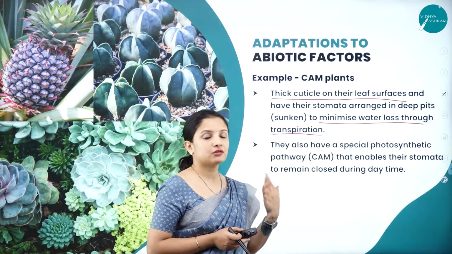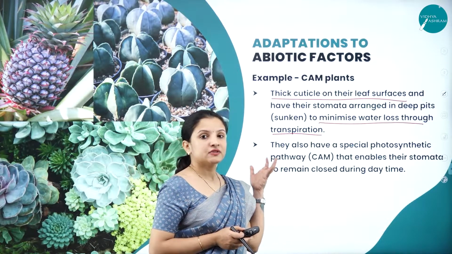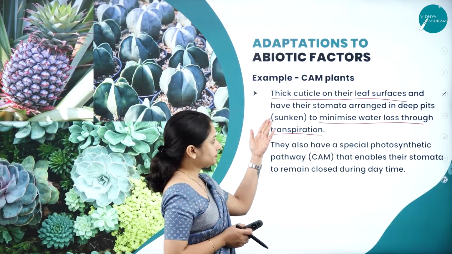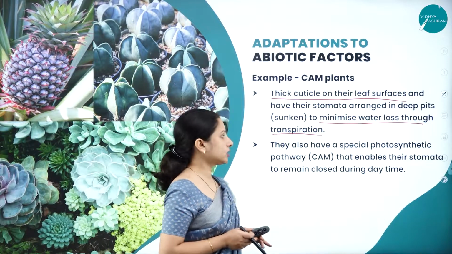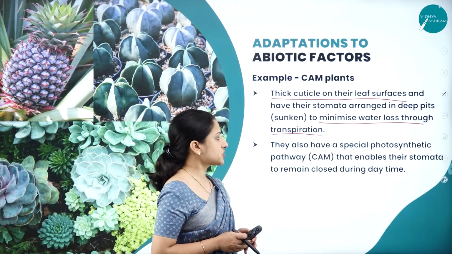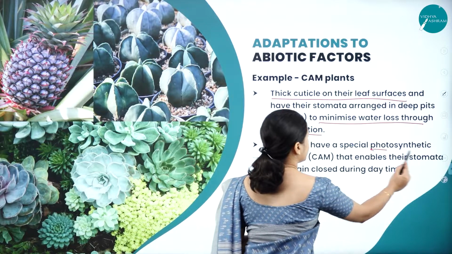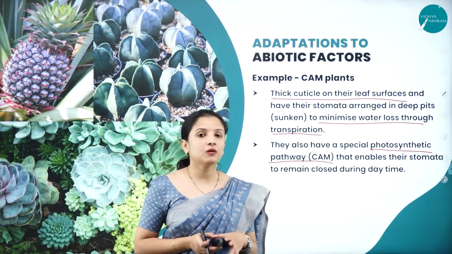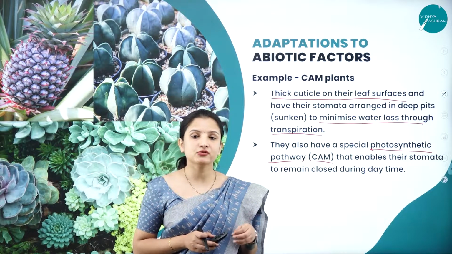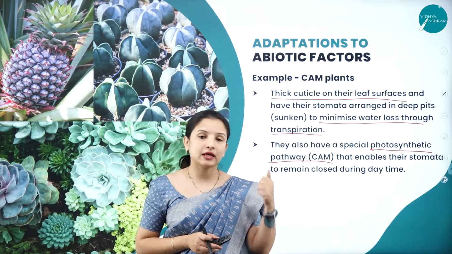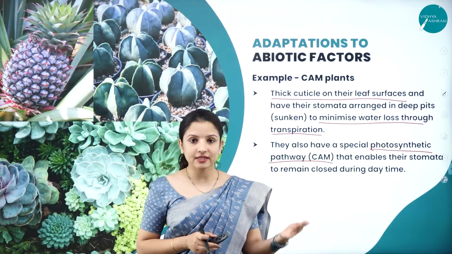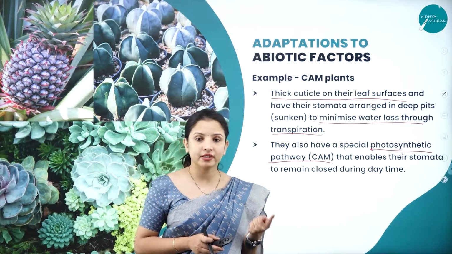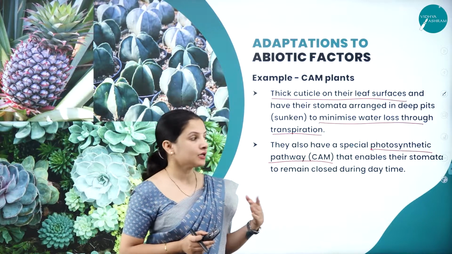So in order to minimize the loss of water, they have sunken stomata, and the fleshy part of the leaves is covered with a thick cuticle. And also they have a special photosynthetic pathway. I told you these plants have a special photosynthetic pathway. Almost all the other land plants usually photosynthesize by glycolysis and various other cycles, right? But here, if photosynthesis has to occur, they follow a particular pathway called the Hatch and Slack pathway.